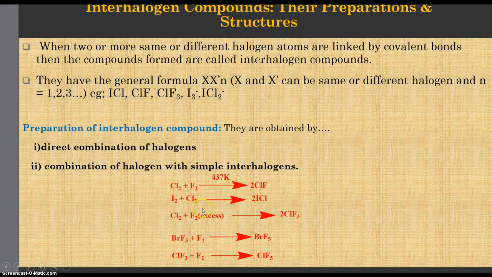Chlorine in reaction with excess fluorine gives you ClF3. BrF3 combines with fluorine F2 to give you BrF5. ClF3 combines with F2 to give you ClF5. So here BrF3 is itself an interhalogen compound, and it is reacting with a halogen to give you a new interhalogen compound. Here also ClF3 is an interhalogen compound.